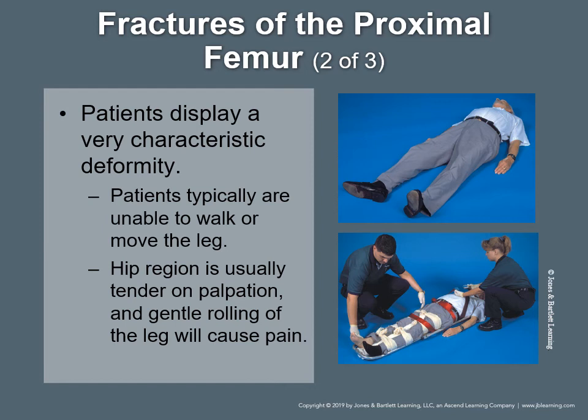Patients display a very characteristic deformity. They lie with the legs externally rotated, and the injured leg is usually shorter than the opposite uninjured limb. When the fracture is not displaced, the deformity is not present. Patients typically are unable to walk or move the leg. The hip region is usually tender on palpation, and gentle rolling of the leg will cause pain but will not do further damage. On occasion, pain is referred to the knee.